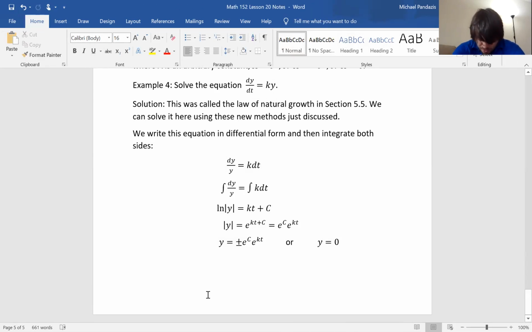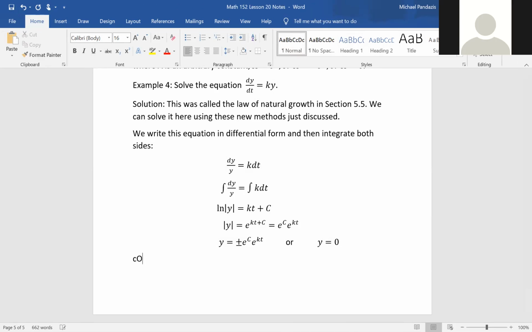That's just from knowing that y equals 0 solves that differential equation. Excuse me, Professor. Yeah. How does y equals 0 solve the differential equation?